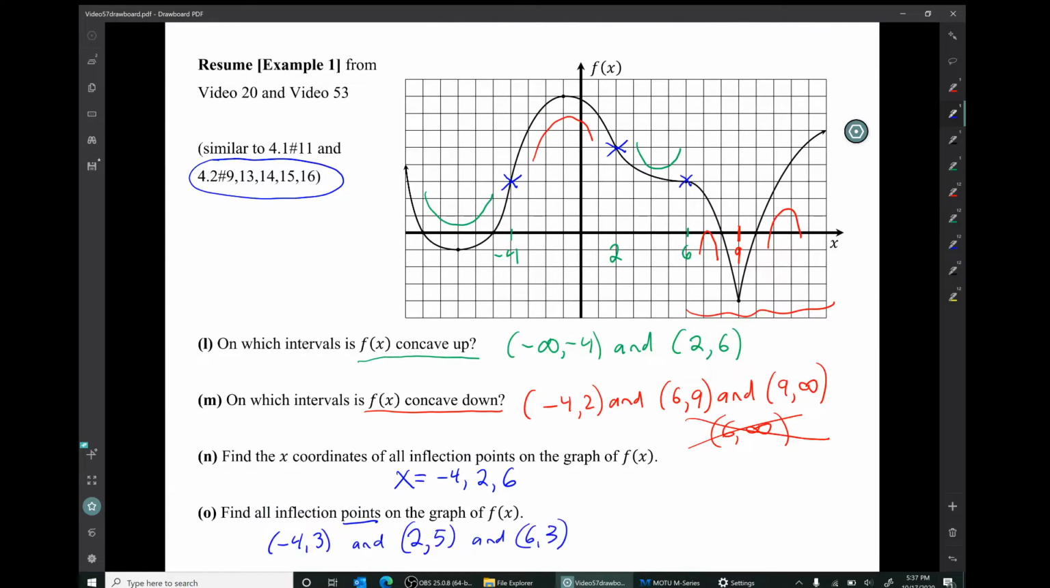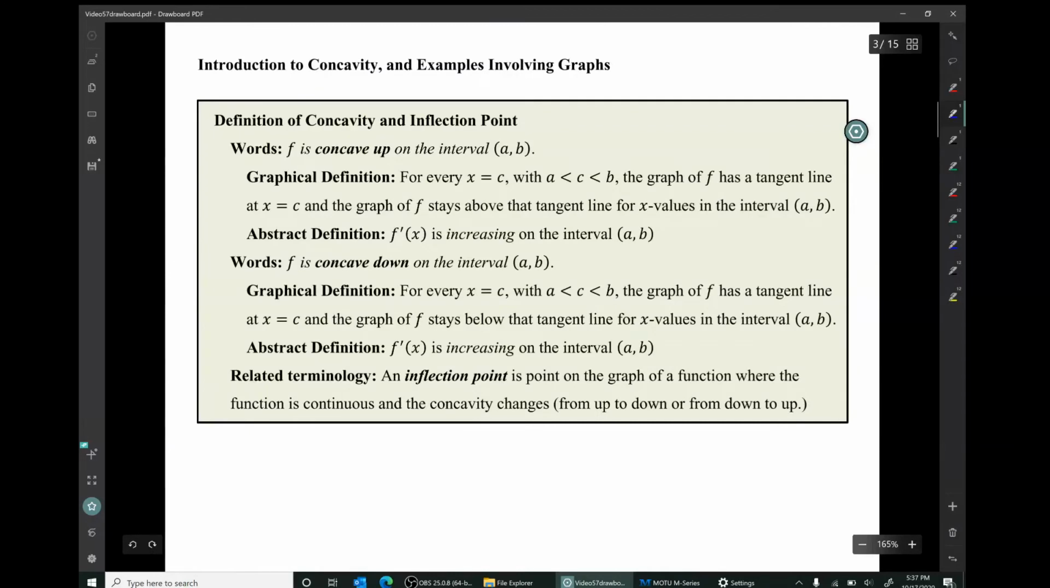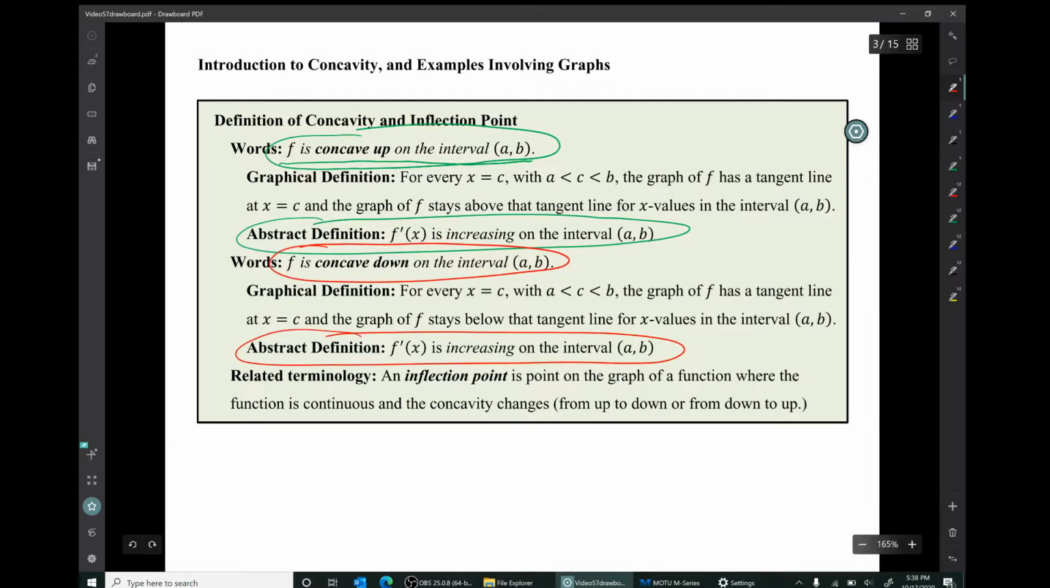So that's the idea of the simplest definition of concavity in terms of the relationship between the graph and the tangent lines to the graph. Now I want to go back up to the definition and give the abstract definition of concavity. To say that f is concave up on an interval is defined abstractly this way. It means that f prime is increasing on the interval. So f is concave up, f prime is increasing. And similarly, there's an abstract definition for f being concave down on an interval. It's this: f prime is decreasing on the interval.